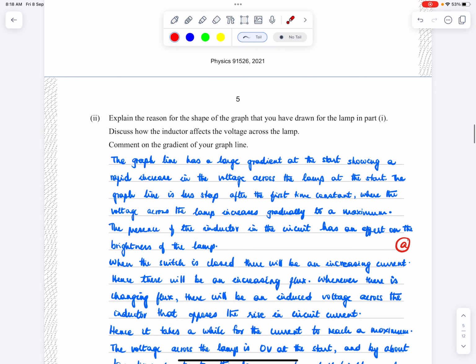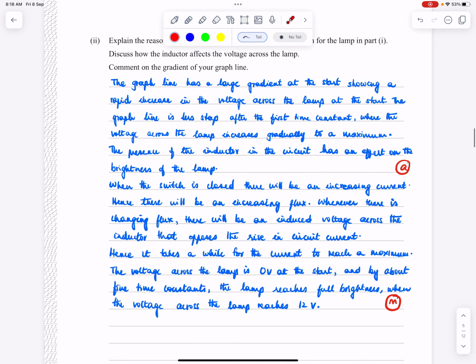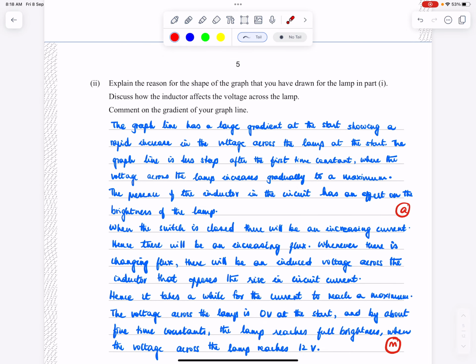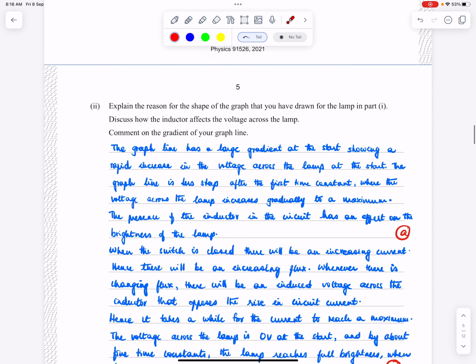Moving on, explain the reason for the shape of the graph that you have drawn for the lamp in part 1 and discuss how the inductor affects the voltage across the lamp and comment on the gradient of your graph. So this goes to merit, but it's quite a long answer though. So when you're looking at the graph, it's quite steep at the start and then it becomes less steep as it goes on. So that's what I've described in the first part. So there's a rapid increase in voltage across the lamp at the start and then it kind of slows down.